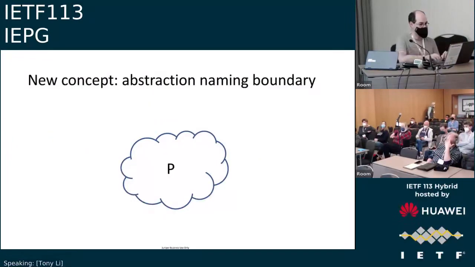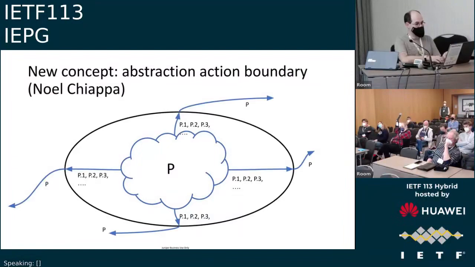What I'd like to talk about now is a new concept, an abstraction naming boundary. And that's just the edge of the ISP where prefix P exists. And another concept we want to call an abstraction action boundary. And here I'd like to give full credit to Noel Chiappa, who came up with this idea long ago, and it never got written down.